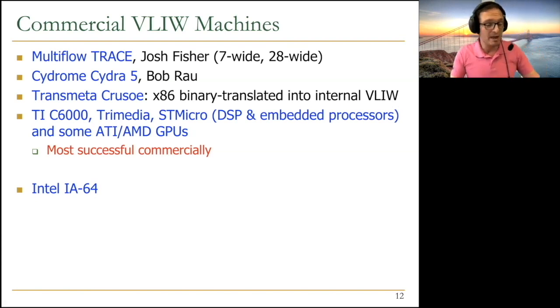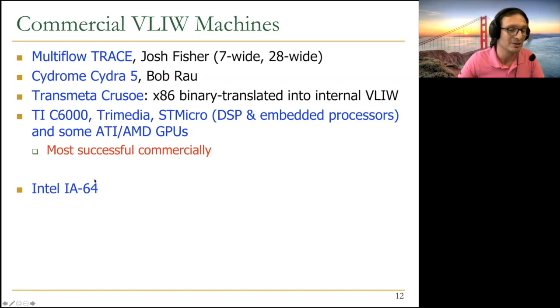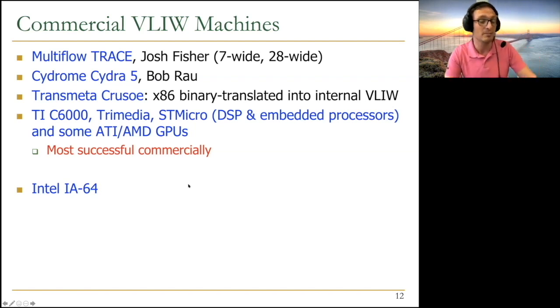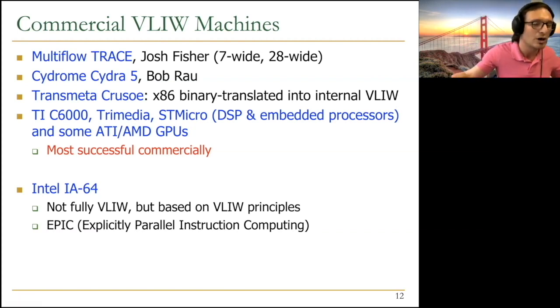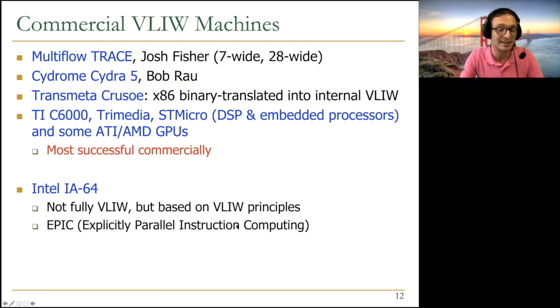A big move in the general purpose microprocessor market into VLIW was made by Intel when they wanted to transition the x86 ISA from 32 bits to 64 bits. They said, why don't we re-examine the ISA completely? They developed the IA64 architecture. They didn't just change x86 to 64 bits; they completely revamped the instruction set architecture. It is based on VLIW principles, but it's not fully VLIW. It tried to avoid some of the big issues with VLIW, like too many no-ops. They called it explicitly parallel instruction computing.